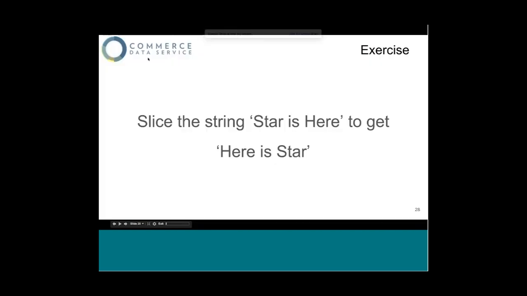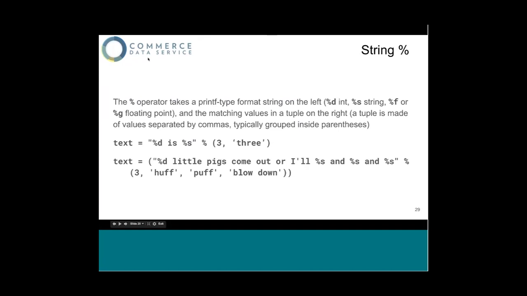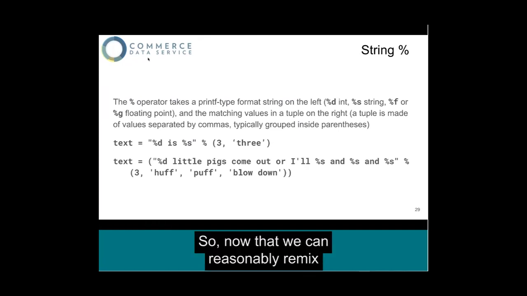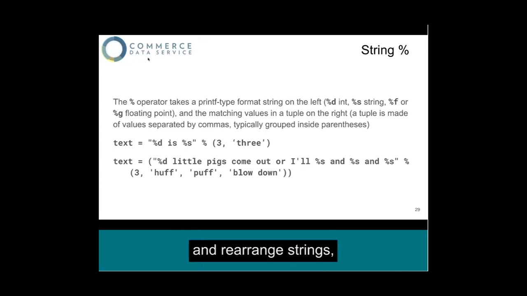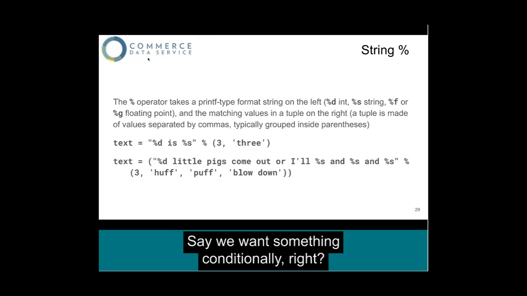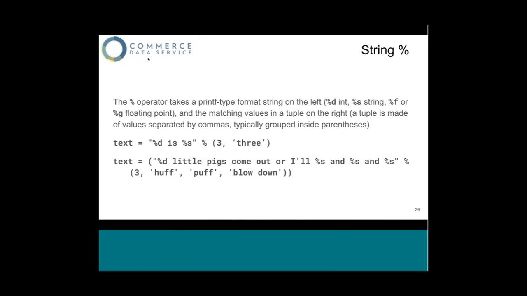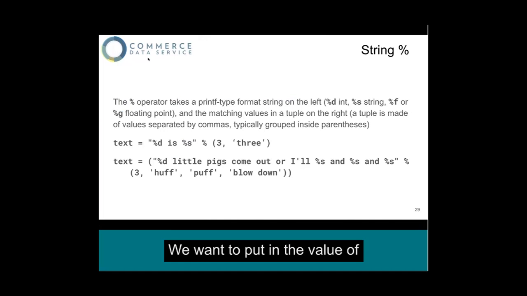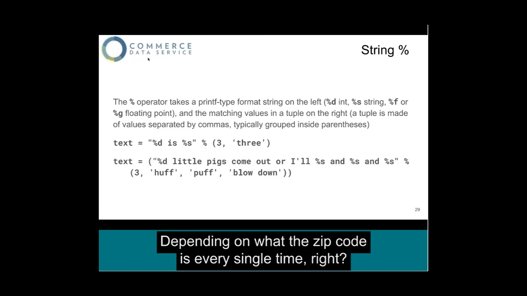Hopefully that shows up. Okay, perfect. Now that we can reasonably remix and rearrange strings, how do we insert values of other variables into a string? Say we want something conditionally, right? We want to print out the value of the zip code, depending on what the zip code is every single time.